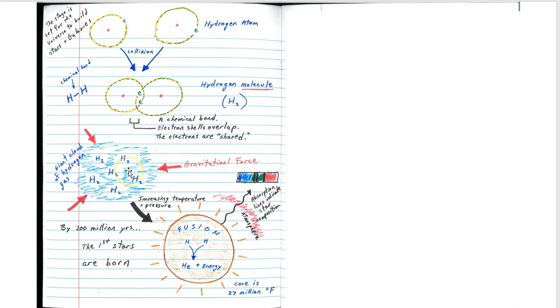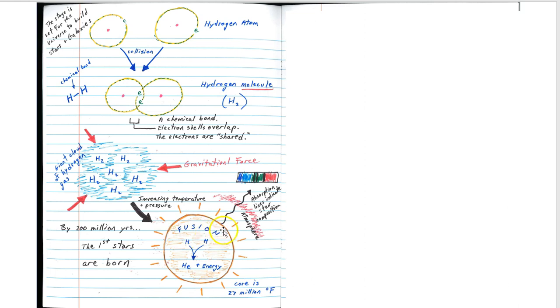And as gravity condensed these clouds, the temperature and pressure increased and increased, and at a certain point the pressures and temperatures are so high that hydrogen nuclei will fuse into helium nuclei, and this releases energy. In a sense, a little bit of mass is being turned into energy, and this is what makes stars shine.